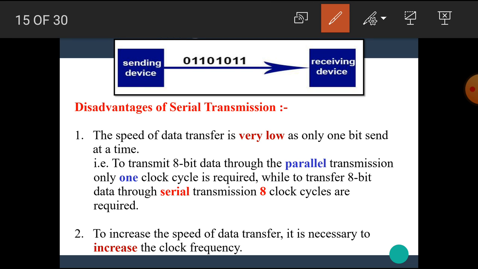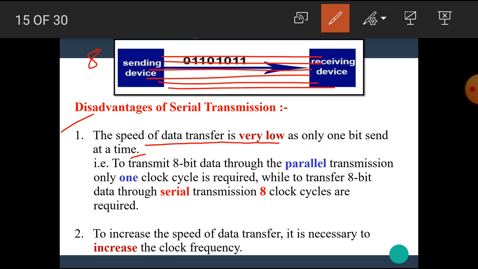Let's see the disadvantage of serial data transmission. The speed of data transfer is very low, as only one bit is sent at a time. That means in parallel data transmission for 8-bit data we use 8 separate lines, so in only one clock cycle the 8-bit data is transferred from the transmitter towards the receiver.